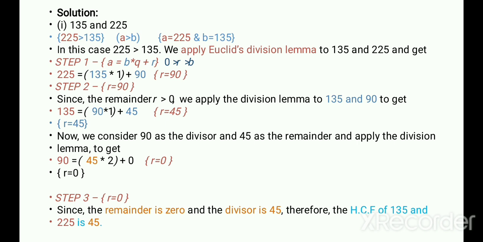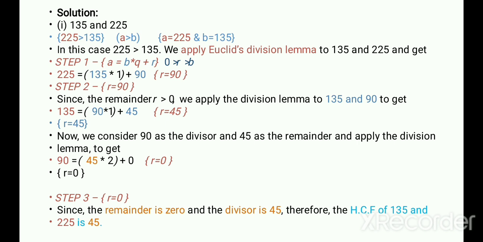So if I divide 135 by 90, I will get quotient as 1 and remainder as 45, right? So I have not yet achieved remainder 0, so I'll continue with the procedure. Now we consider 90 as the divisor and 45 as the remainder and apply the division lemma. This will continue as the division lemma method only. So 90 divided by 45, my quotient will be 2 and my remainder will be 0. So my new equation will be 90 = 45 × 2 + 0.